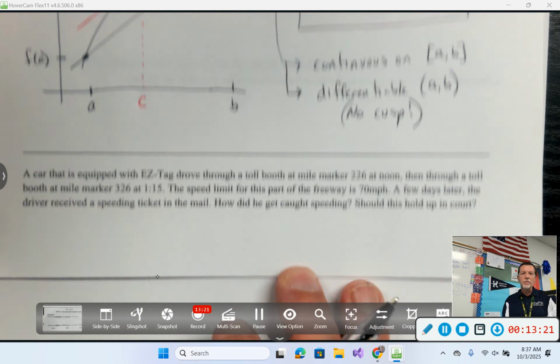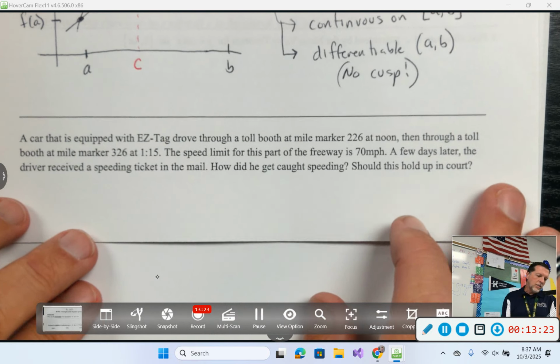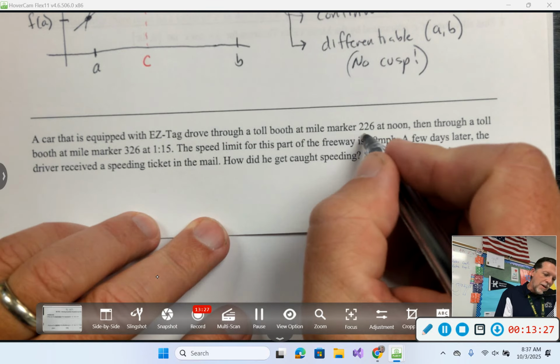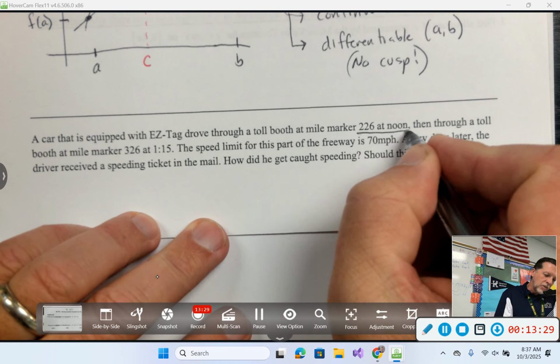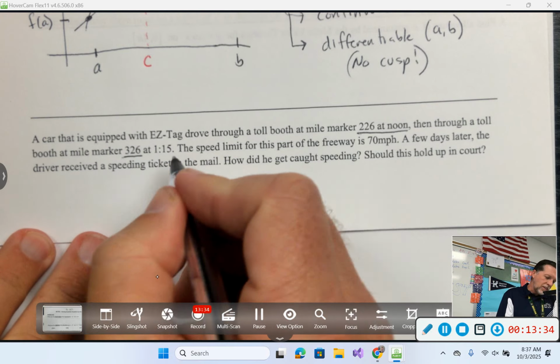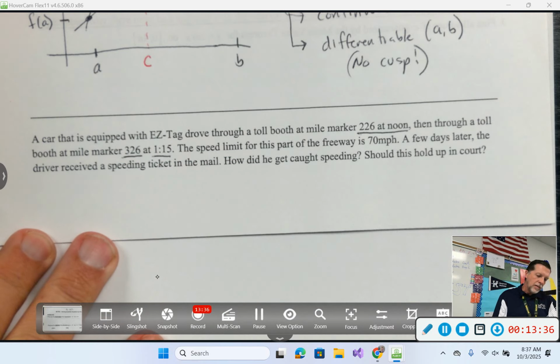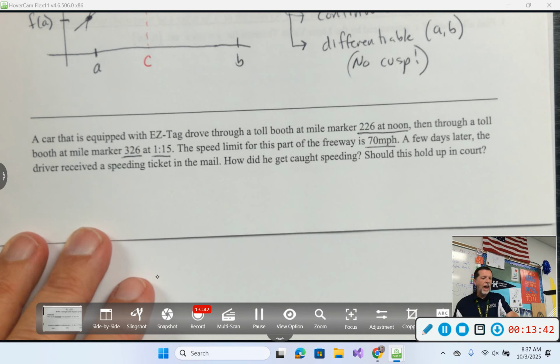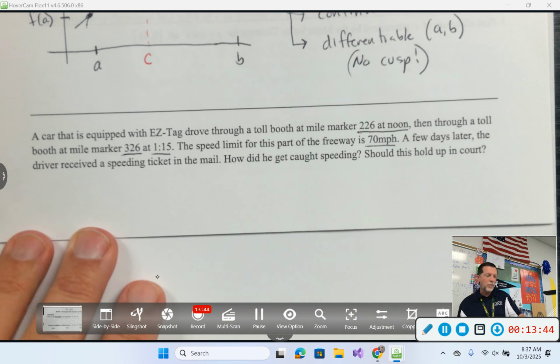Okay, so what in the world? How do we use this? A car that is equipped with an easy tag drove through a toll booth at mile marker 226 at noon, then through a toll booth at mile marker 326 at 1:15. The speed limit is 70 miles an hour. A few days later, the driver received a speeding ticket in the mail. How did he get caught speeding? Should this hold up in court?